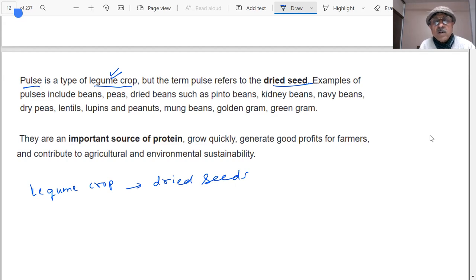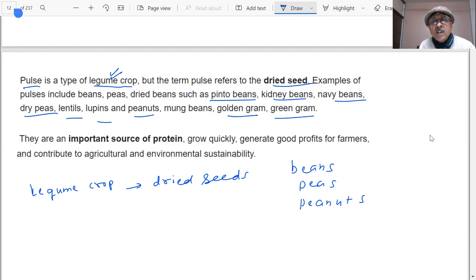Examples of pulses include beans, peas, dried beans such as pinto beans, kidney beans, navy beans, dry peas, lentils, lupins, peanuts. You have seen all these, peanuts. Mung means golden gram, green gram.